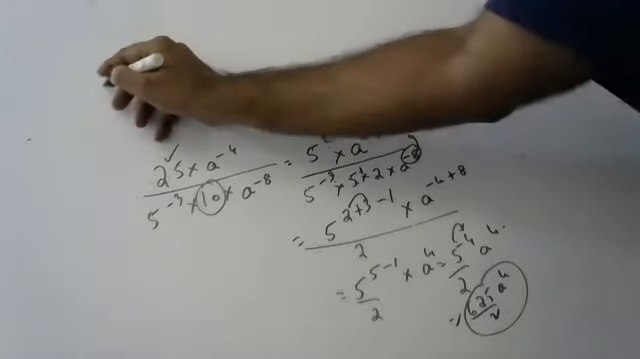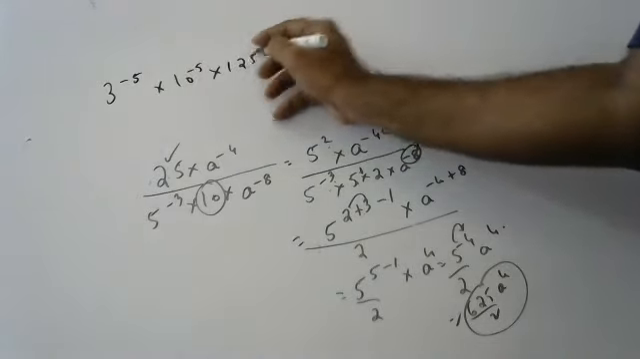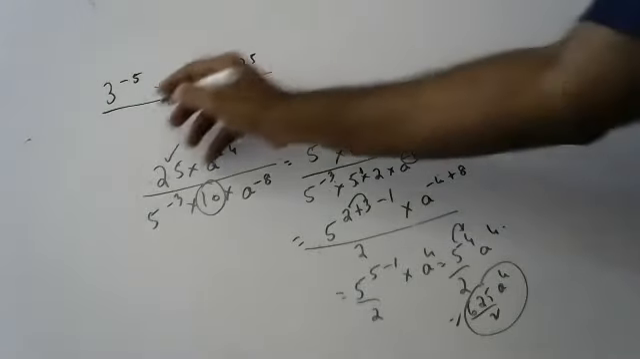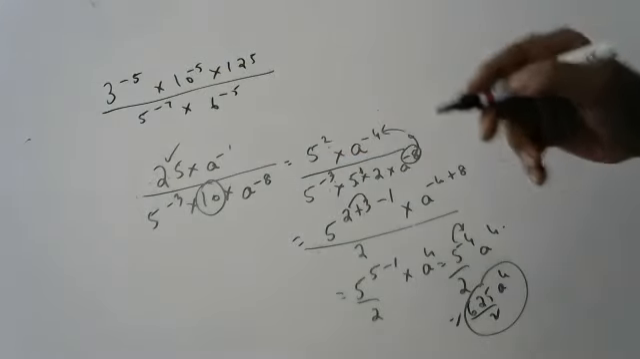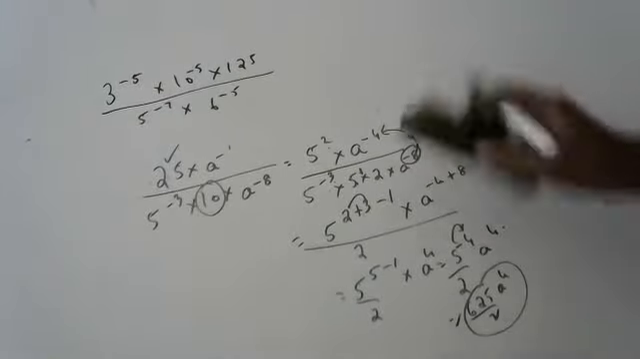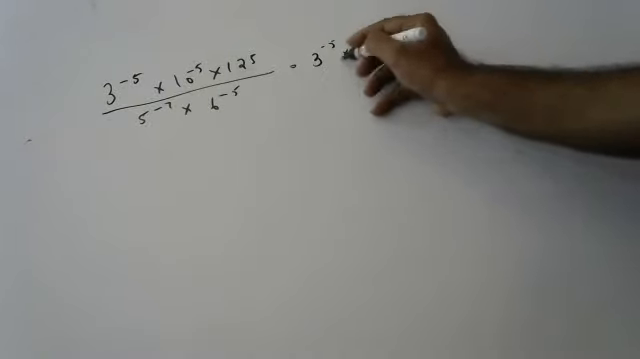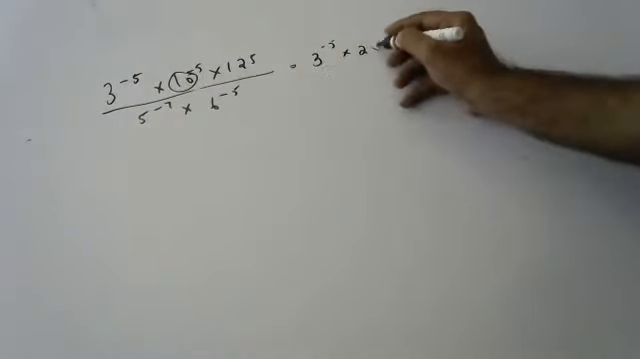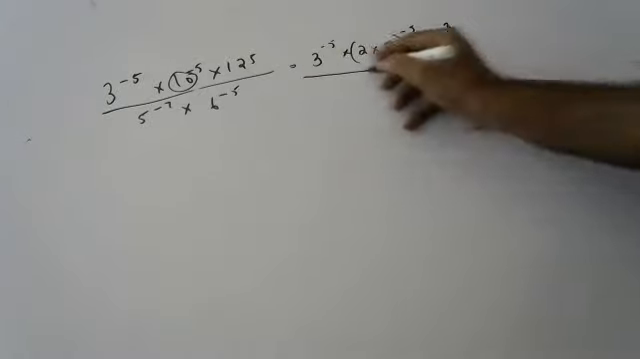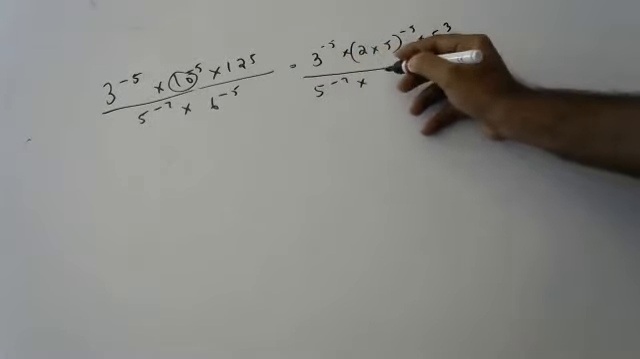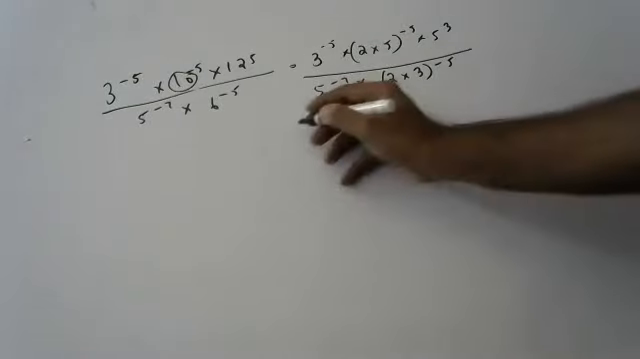Okay, next. 3 to the power of minus 5, 10 to the power of minus 5, 125 divided by 5 to the power of minus 7 into 6 to the power of minus 5. Nandika. Sir, minus signs should be reversed, sir. Okay, she's saying 3 to the power of minus 5. 10 can be written as 2 into 5, Amma. (2 into 5) whole to the power of minus 5. 125 you can write as 5 cube, by 5 to the power of minus 7.